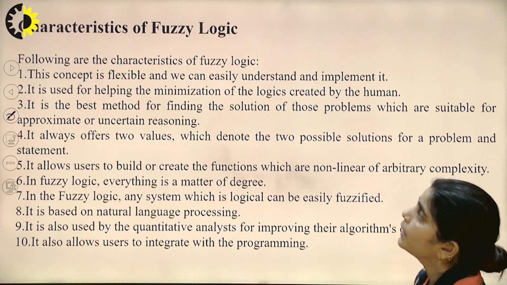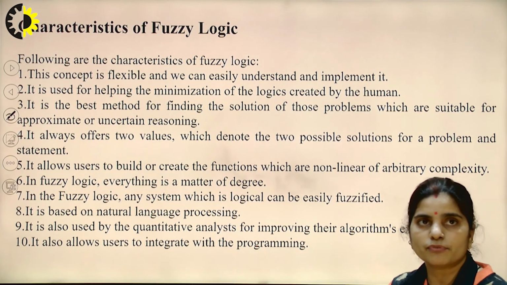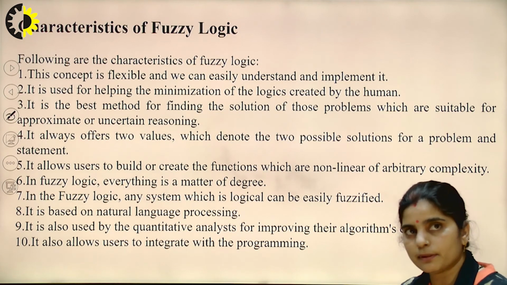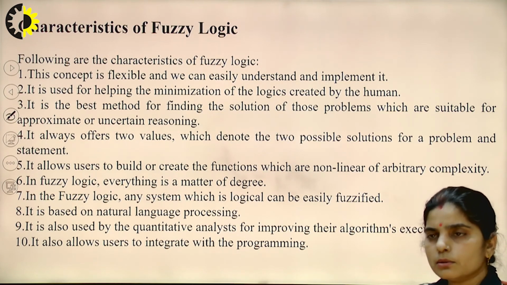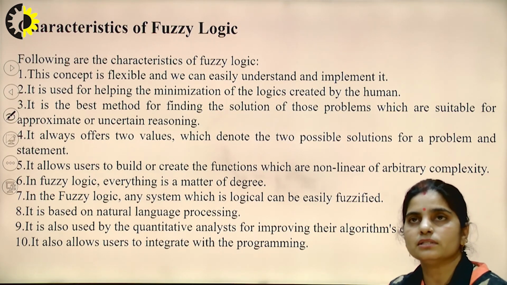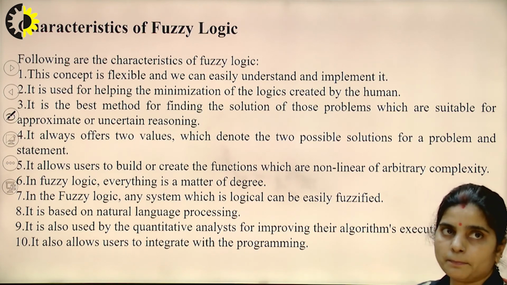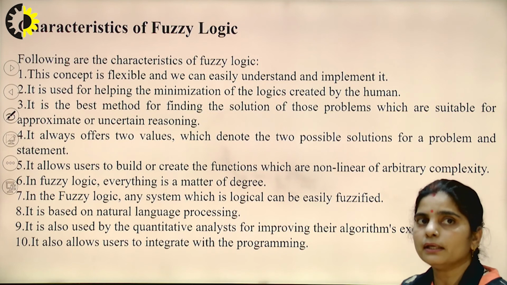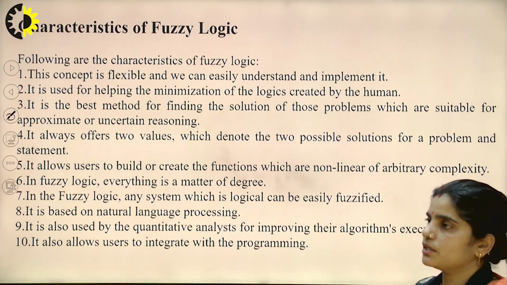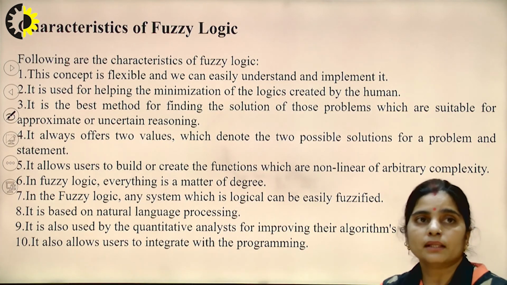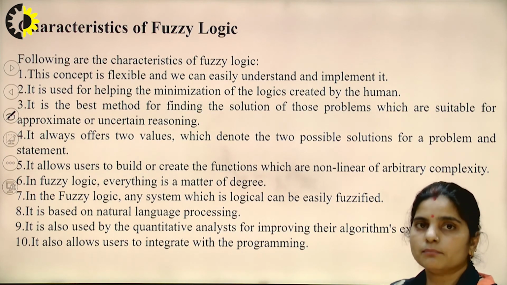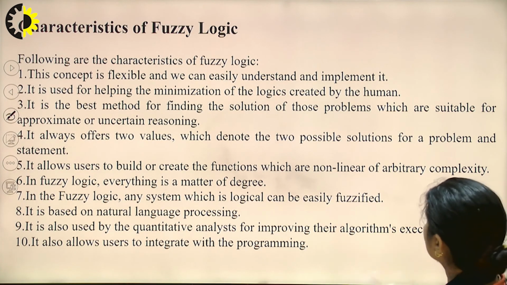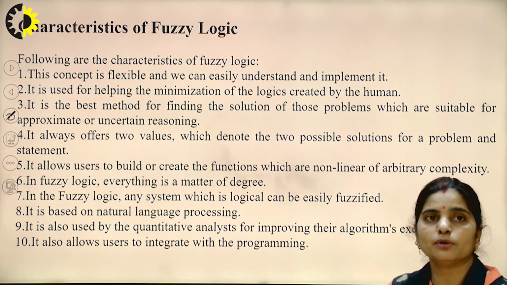Okay. Now, what are the characteristics of fuzzy logic? The first characteristic is that it is flexible, and we can easily implement it and easily understand the concept. The second is that it helps minimize the logic created by humans. The third is that it is the best method for finding solutions to problems suited to approximate or uncertain reasoning.